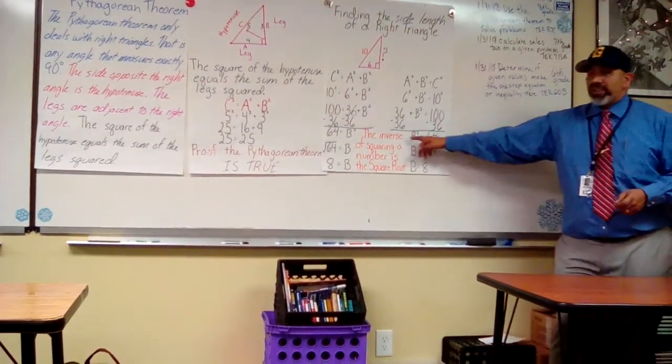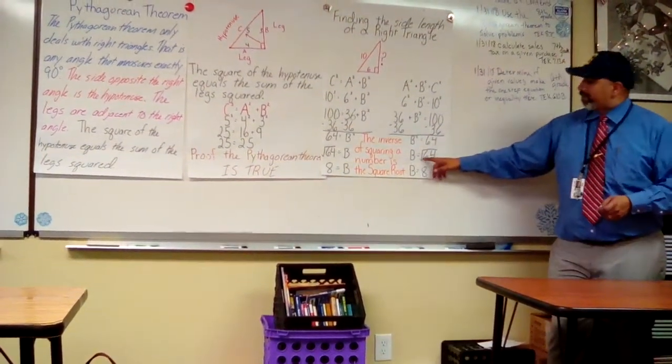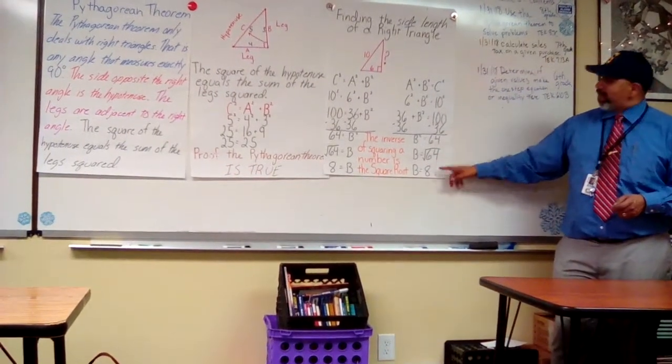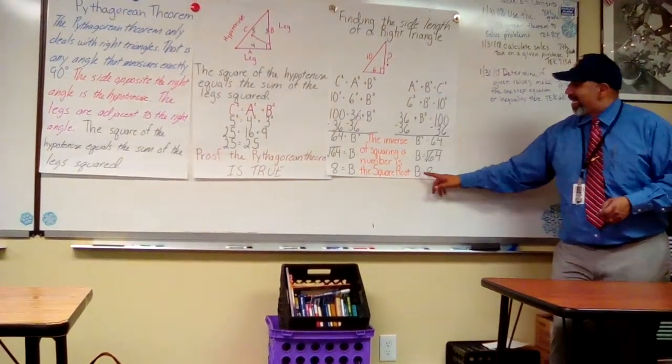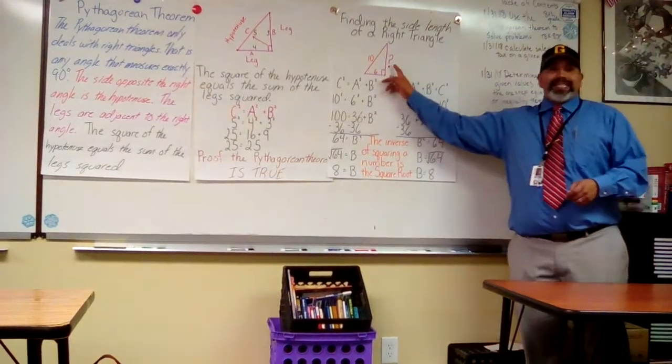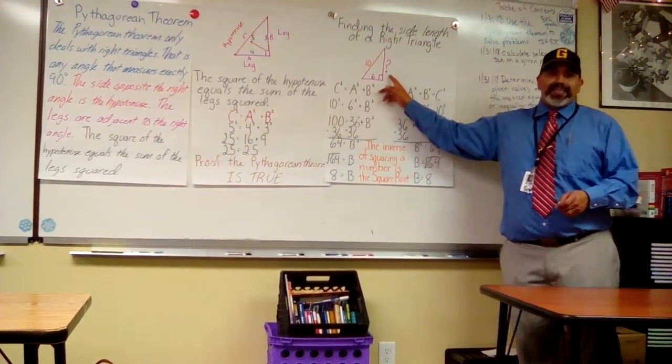Same thing over here. The inverse of squaring a number is the square root. The square root of 64 is 8. b equals 8. That side length is going to be 8.